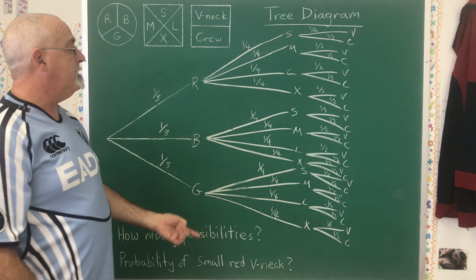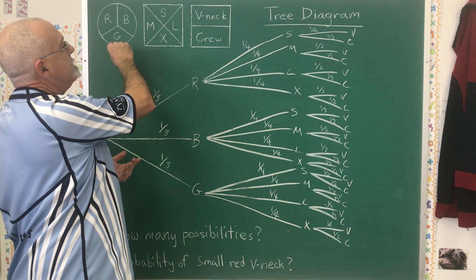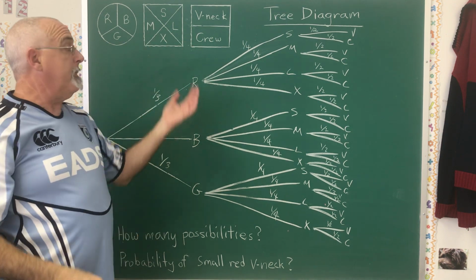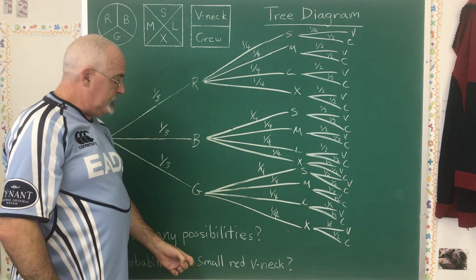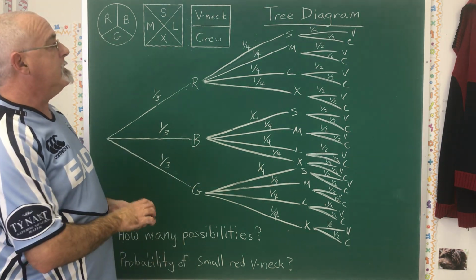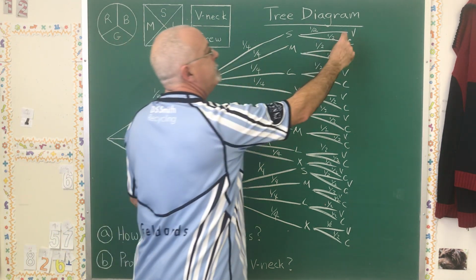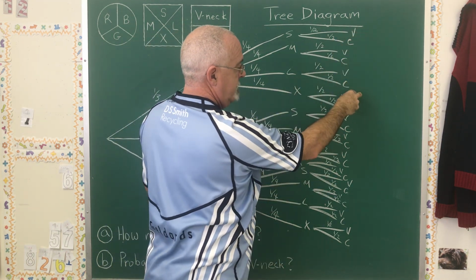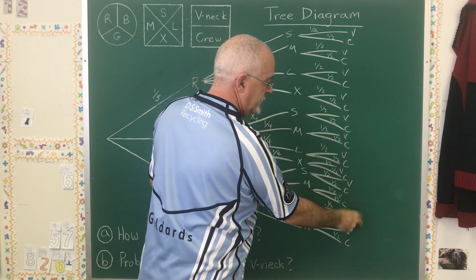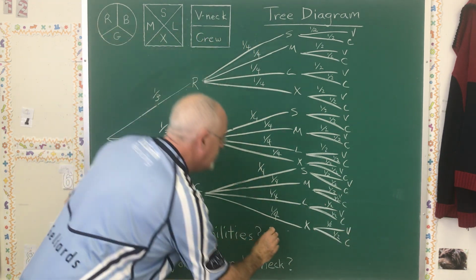How many possibilities are there of combinations of color, size, and neck type in this situation? Well, all this work makes it very easy to answer that question because the number of possibilities is represented by the number of final branches that I have here. 2, 4, 6, 8, 2, 4, 6, 8, 2, 4, 6, 8. We have 24 possibilities.